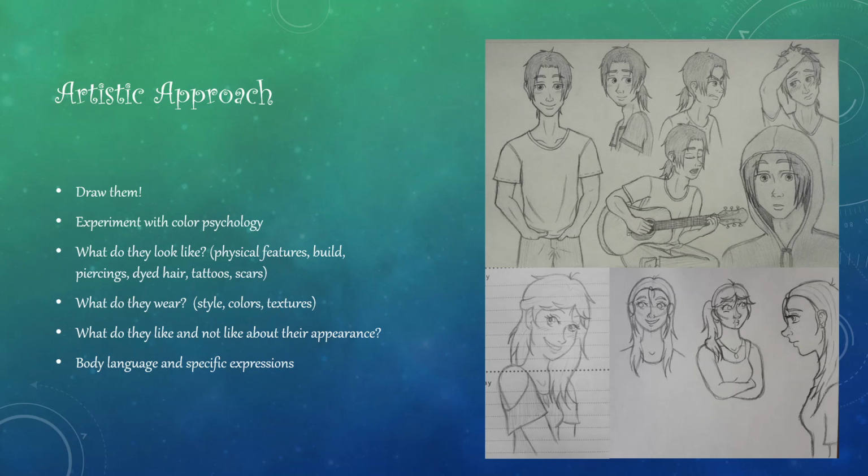Also, you can consider what they wear, from the style to the textures. Clothing is a form of expression. How might it relate to their personality or mislead someone? First impressions aren't always right. Of course, you can get into what they like and don't like about how they look too, things that they can or can't change. You can also consider their body language and what expressions they make.